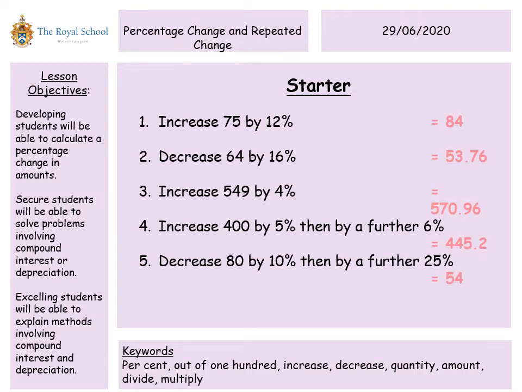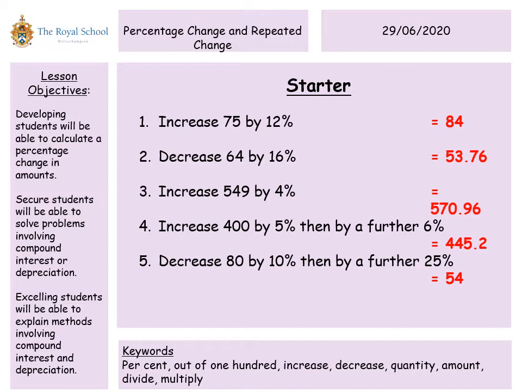So answers as follows. Increasing 75 by 12%. Well, the long-winded way would have been to work out 12% of 75 and then add it on. If you think back to last lesson though with the percentage increases, we could have said that if you start off with 100%, when you increase it by 12%, you now have 112%, and we could use that as a multiplier. So we could do 112 over 100, or 1.12 times 75 to get straight to the answer.